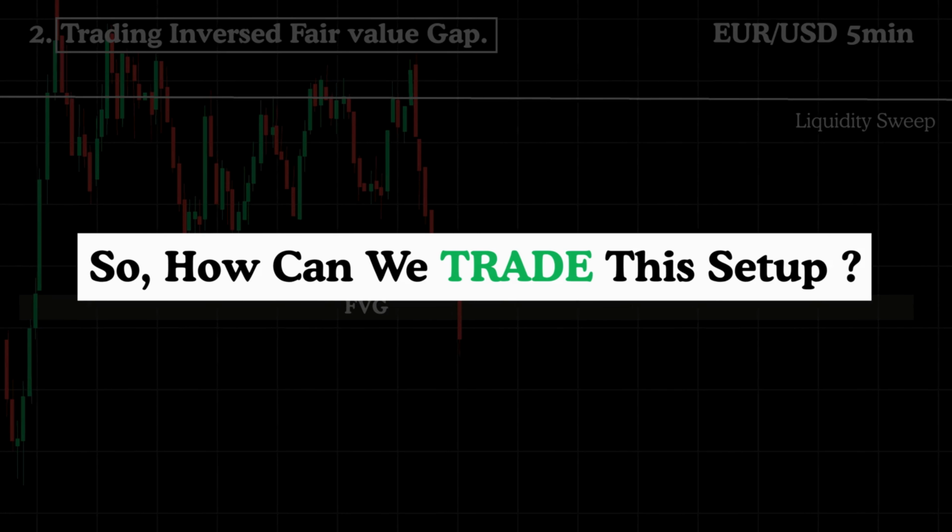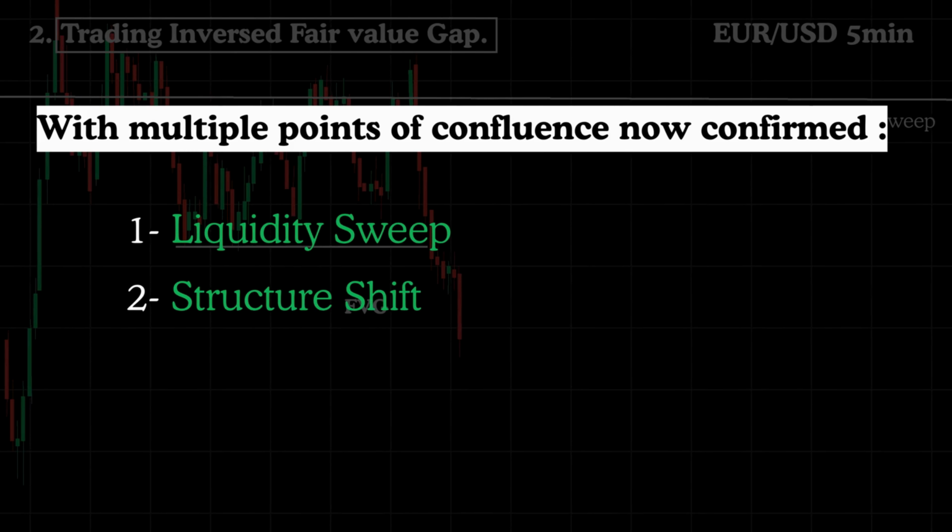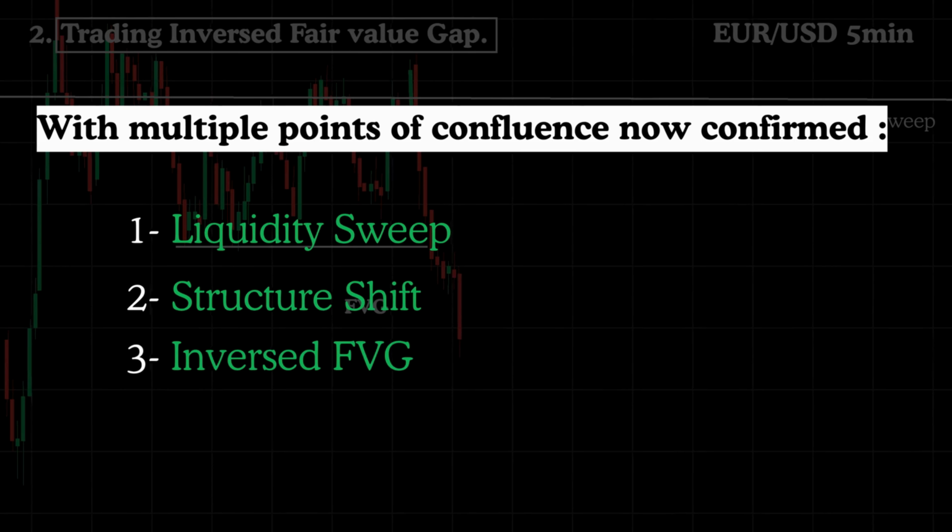So, how do we trade this setup? With multiple points of confluence now in place, liquidity sweep, structure shift, and inverse FVG, we can get ready to enter the trade.